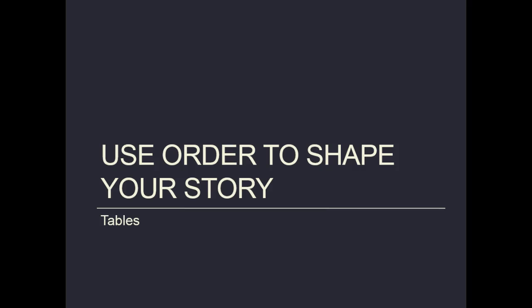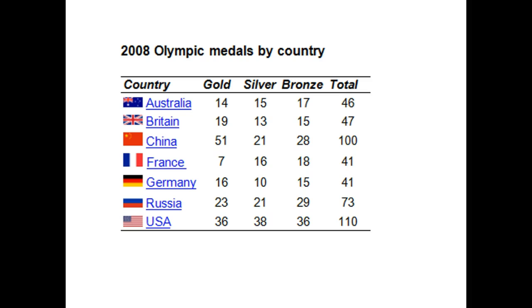One of the key ways, and this is something that you will see a lot, everybody uses tables. They often do not use order in the tables to their advantage. Order can shape the story. Let me give you an example here. This is from the 2008 Summer Olympics, and it is medals by country. Right now, the order is alphabetical. It's pretty hard to tell the story.